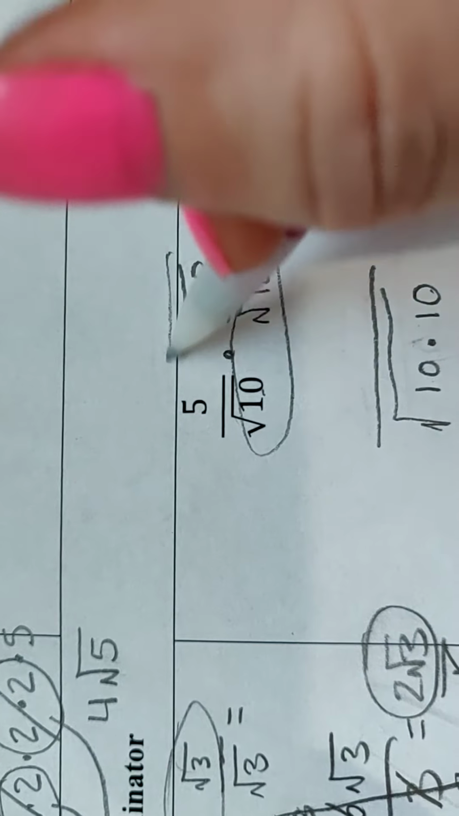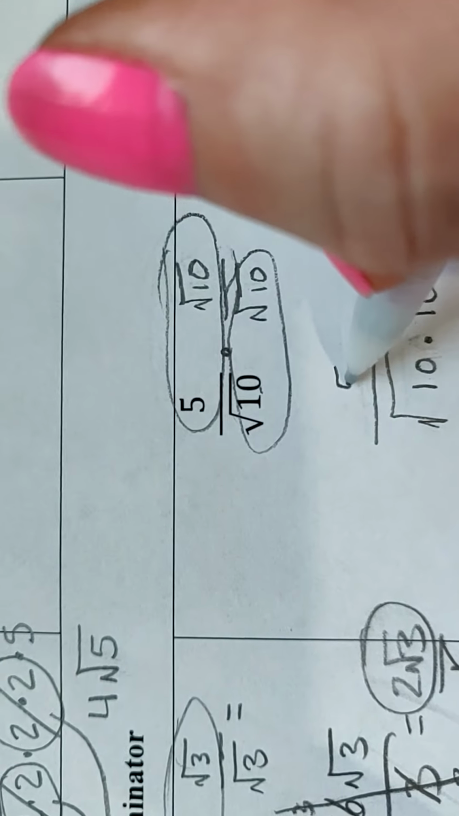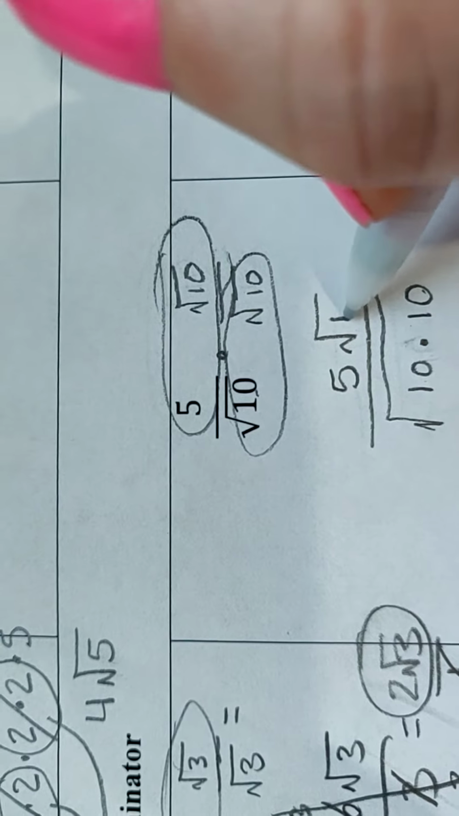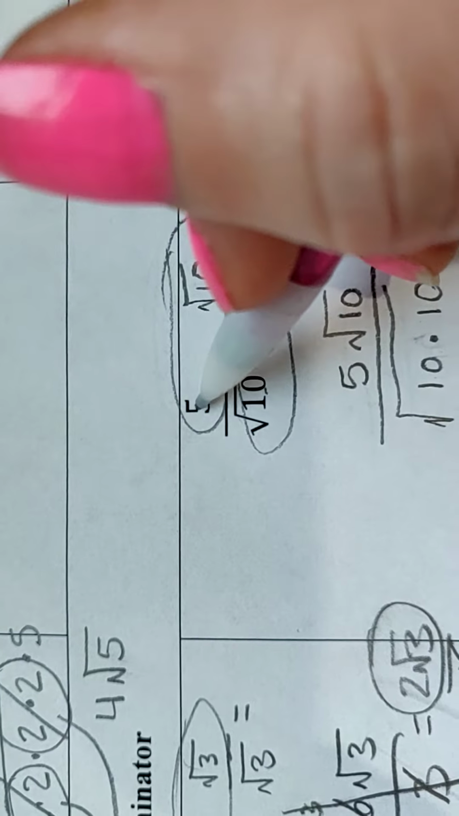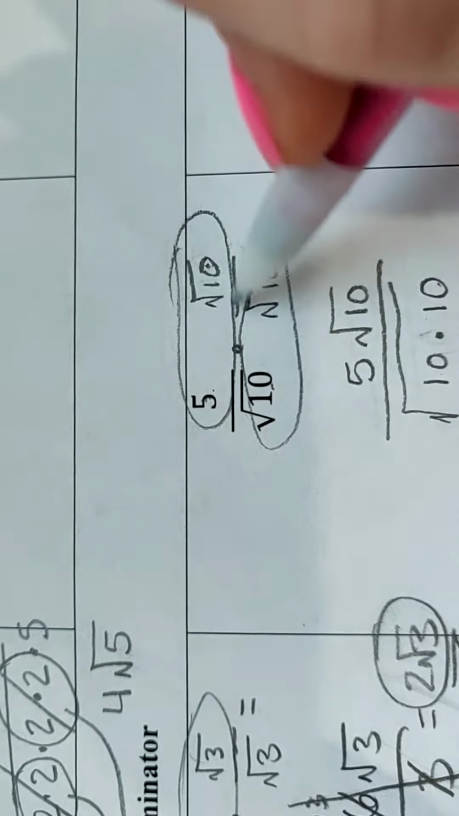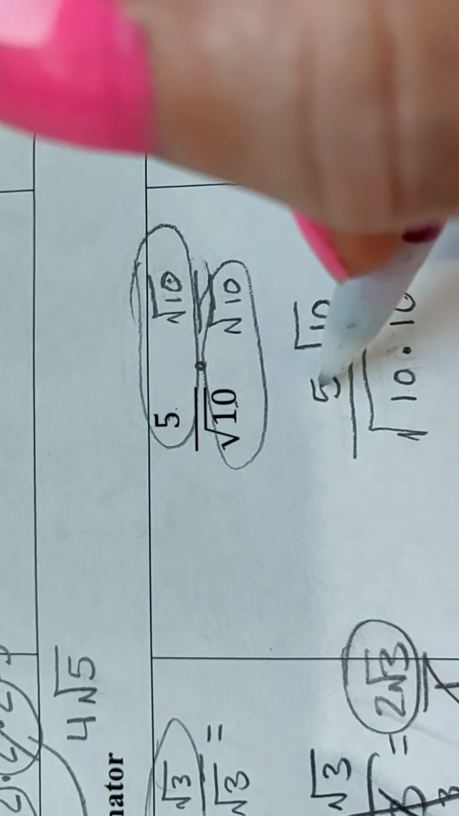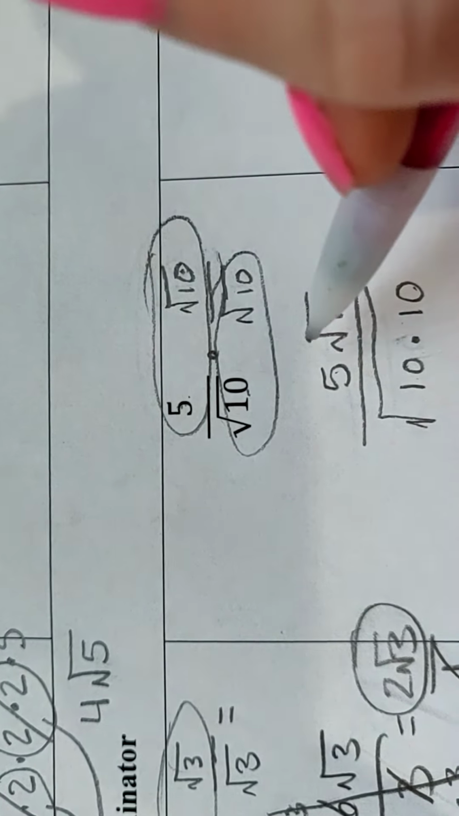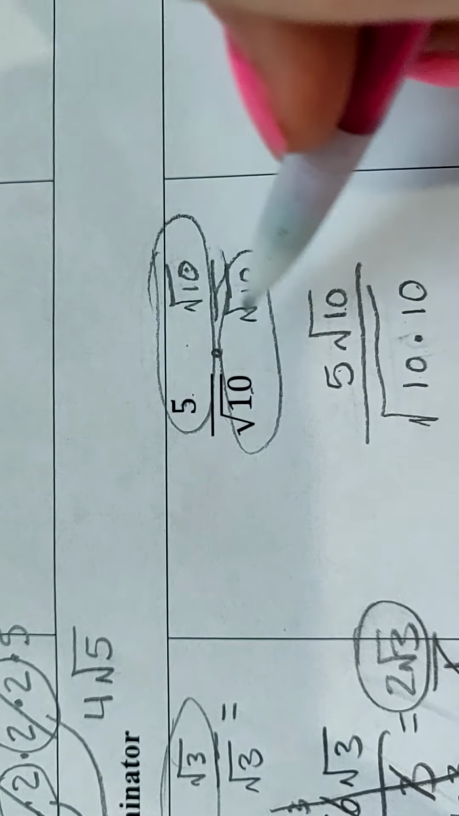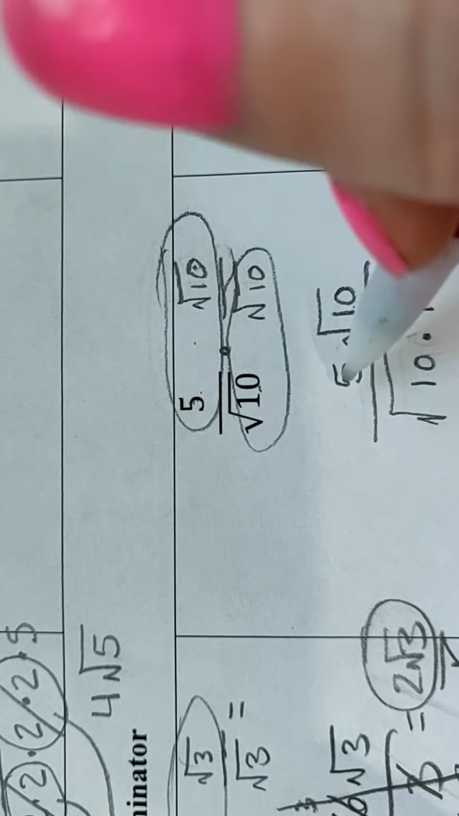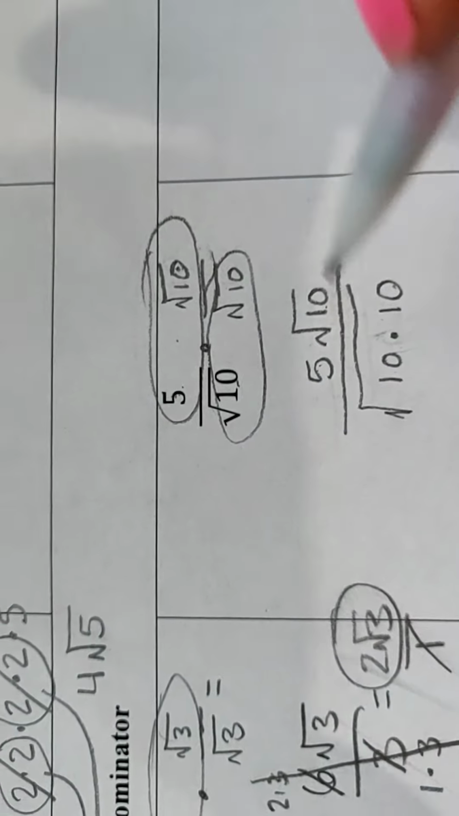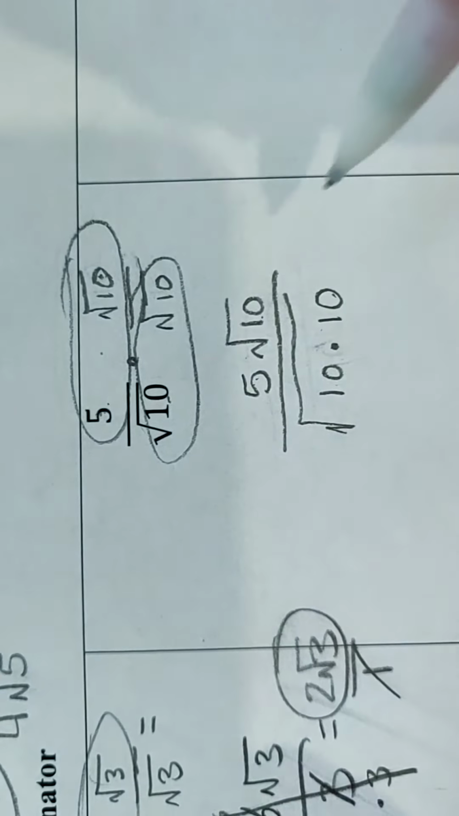And then on top, I'm going to multiply across. I've got 5 times the square root of 10, and because the 5 and the 10 are not like terms, this one does not have a square root and this one does, I cannot combine them. So I just put my 5 here and my 10 here, and without having to write the multiplication sign, I just know that when it's sitting outside, it's being multiplied. So I have the square root of 10 times 10.